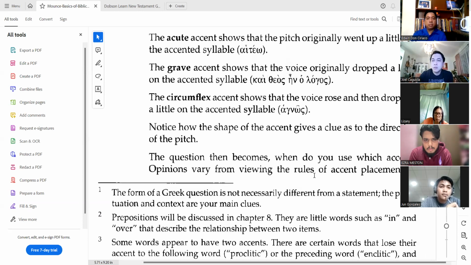Notice how the shape of the accent gives a clue as to the direction of the pitch. Okay, the question then becomes, when do you use which accent?